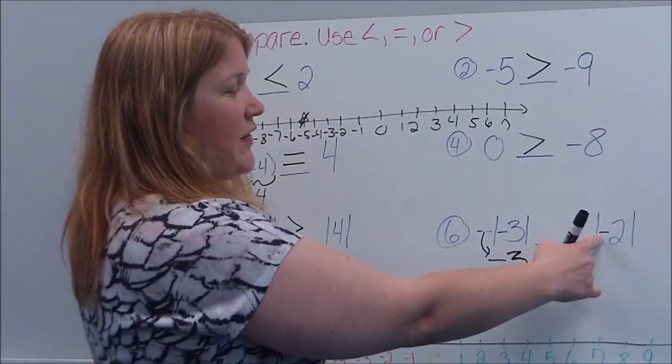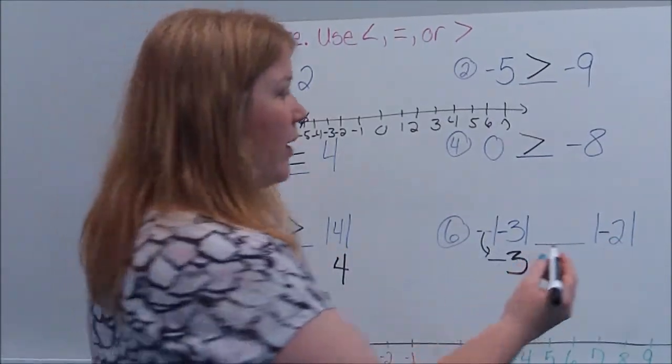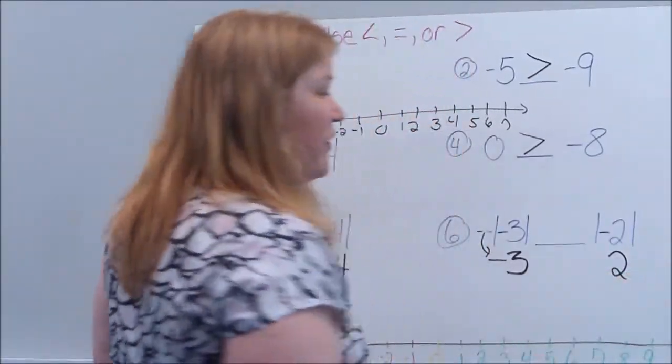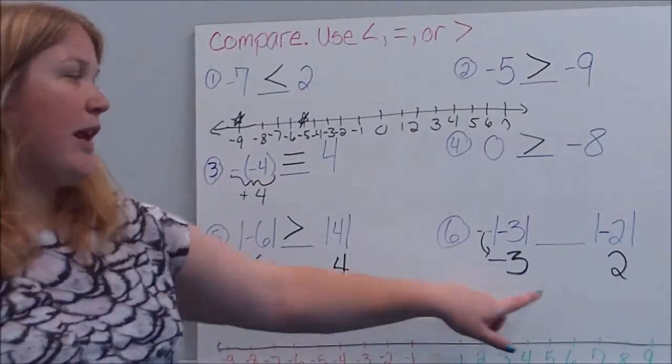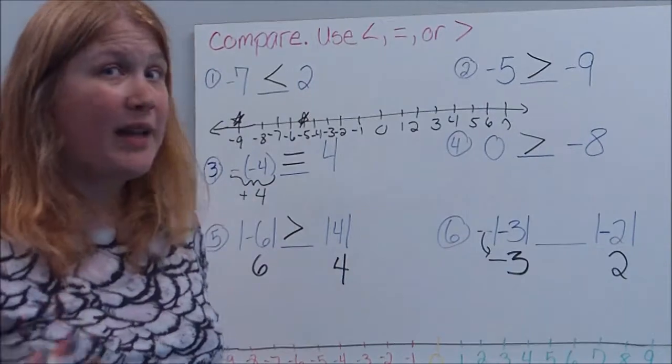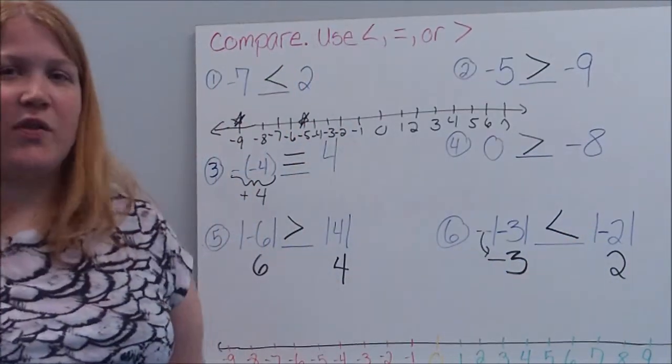Here you'll notice the negative is inside. So I'm asking, what is the absolute value of negative 2? Well, the absolute value of negative 2 is 2. It's 2 digits from 0. So now what is bigger, negative 3 or positive 2? Positives are always bigger. I'd rather have money than to owe it. So that's the larger one.